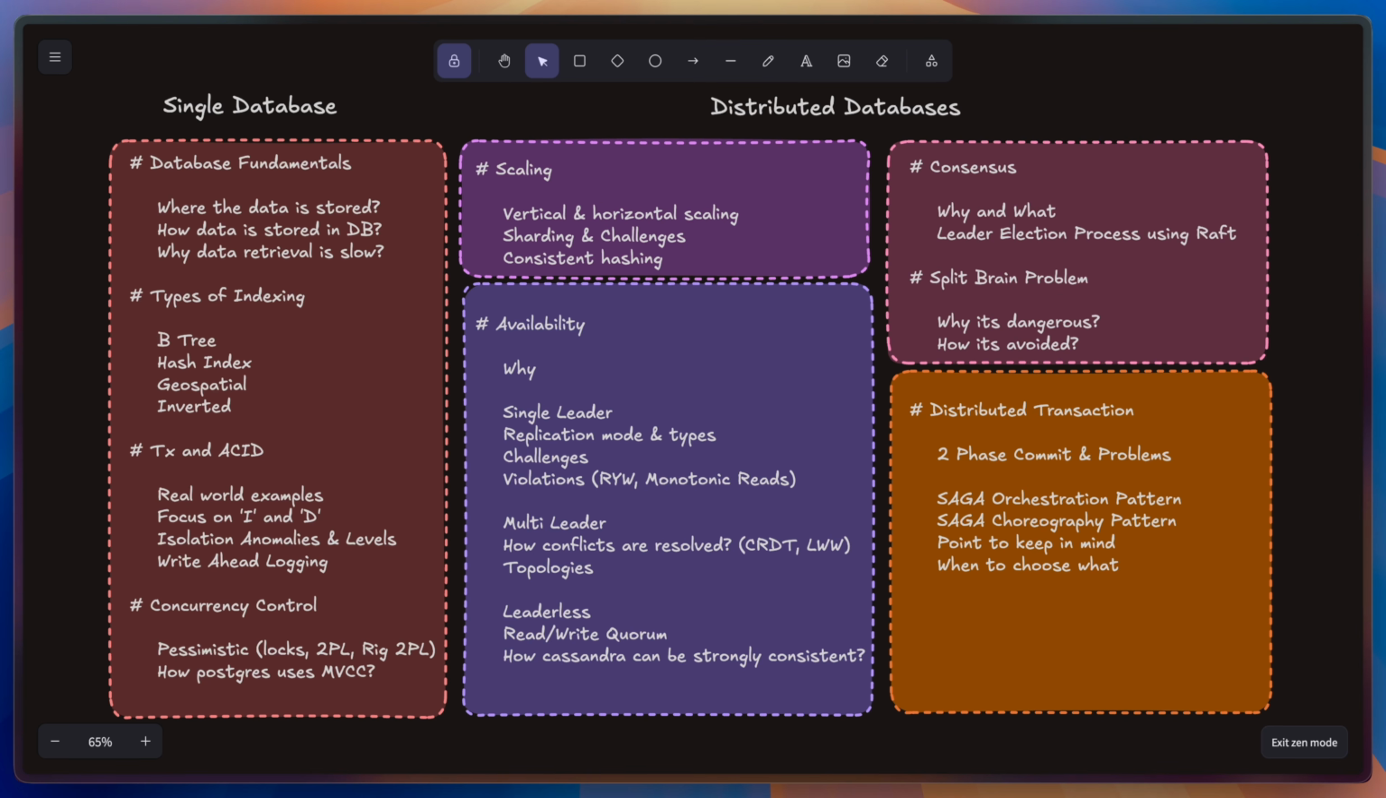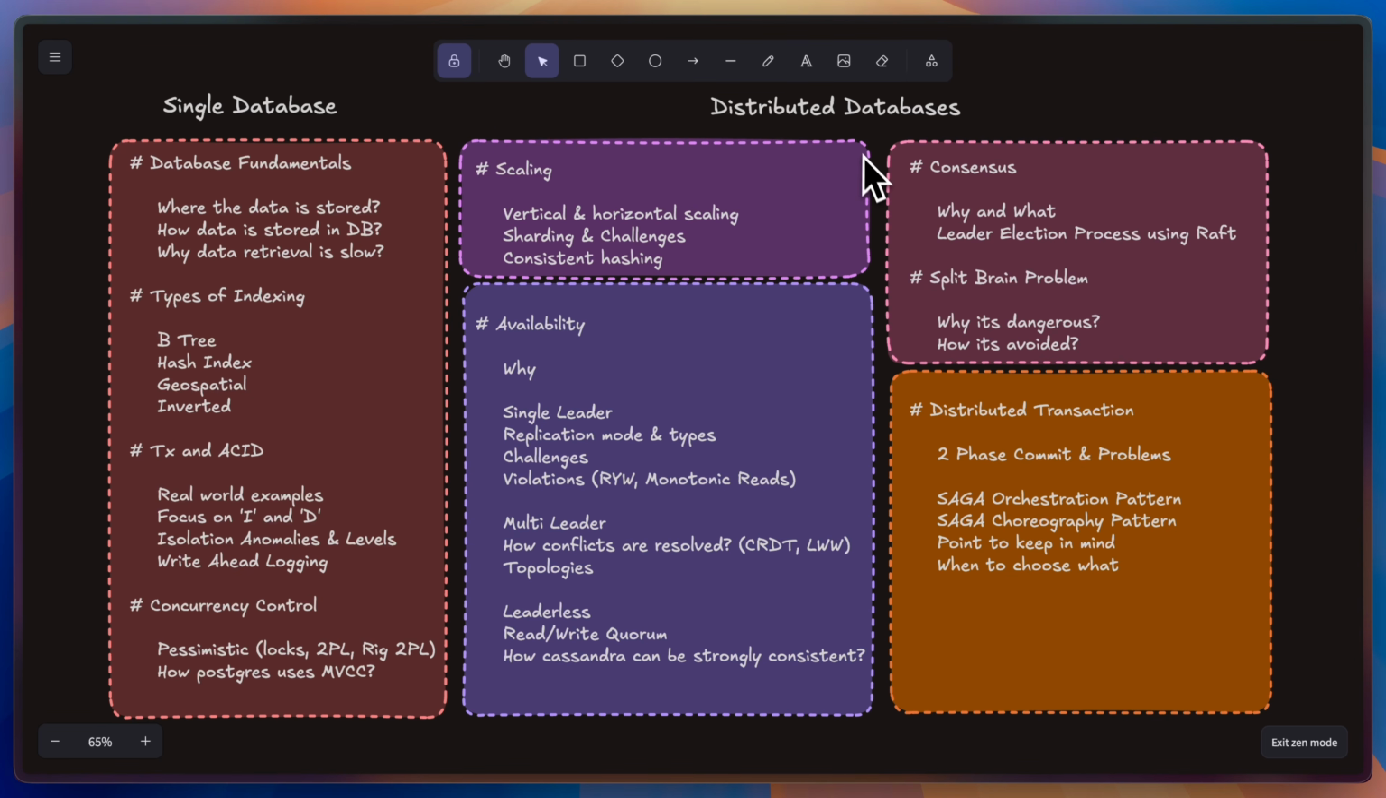And I've also planned a series which is distributed databases. Basically, I've designed the series in such a way that it will also help you in interviews for SD1 and SD2 roles and at your job as well. Okay, so let's talk about all the topics which I am gonna cover in this particular series.